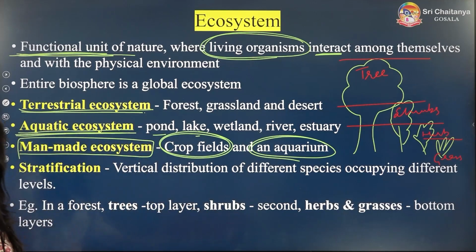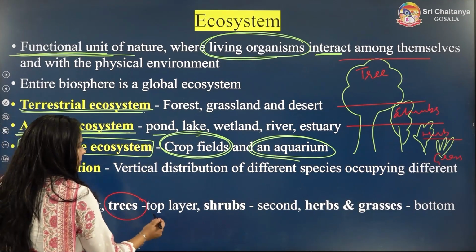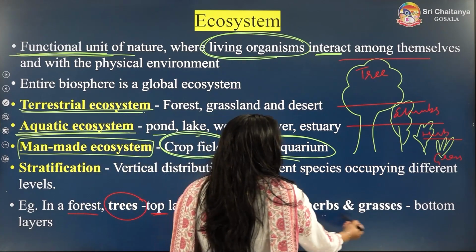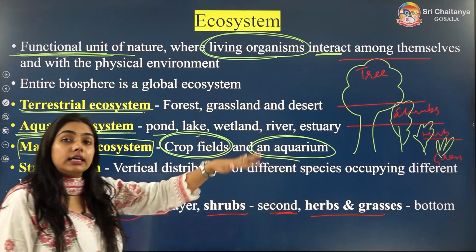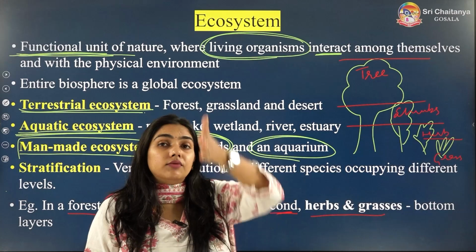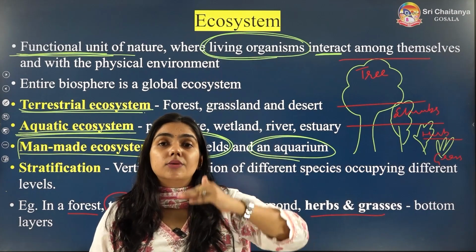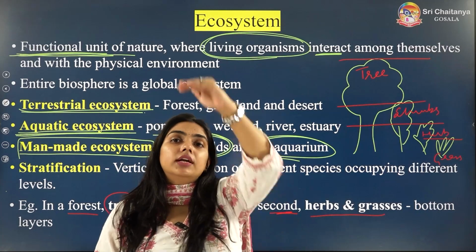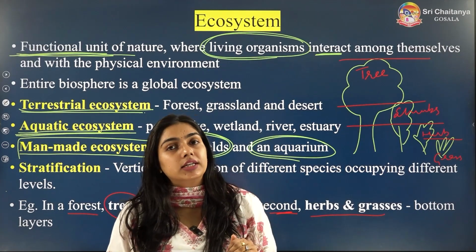So this is the vertical distribution of different species occupying different levels in the ecosystem. For example, in a forest, trees are present at the top layer, shrubs, I have given you the example, at the second layer, herbs and grasses are present at the bottom layer. So what we have done? We have distributed the species according to their presence. Okay, vertical distribution. What type of distribution is it?